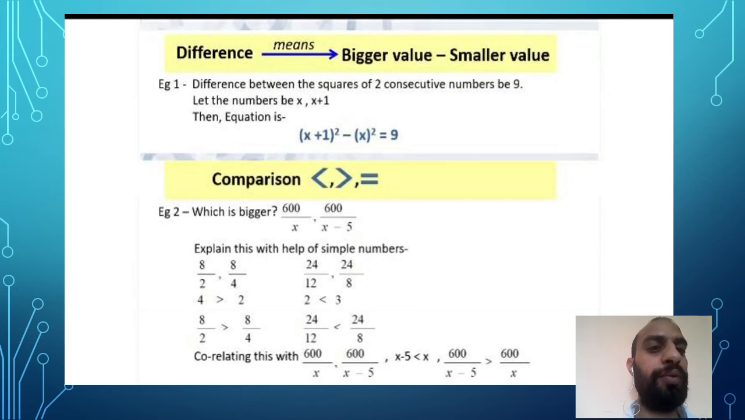So first, what are the consecutive numbers? As I told you, they are regular numbers like 1, 2, 3. If we let one number equal x, then the next is x plus 1. So which one is greater now? x plus 1 is greater. So we need to write (x plus 1) square minus x square. How did I come to know there is a minus?